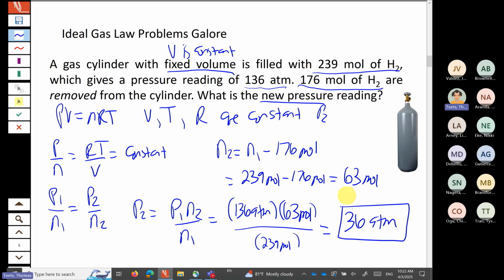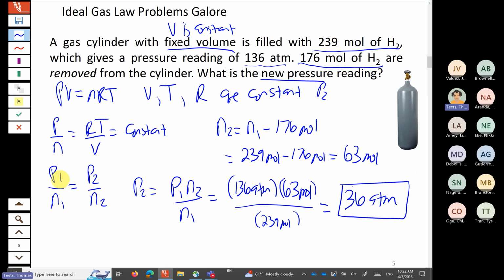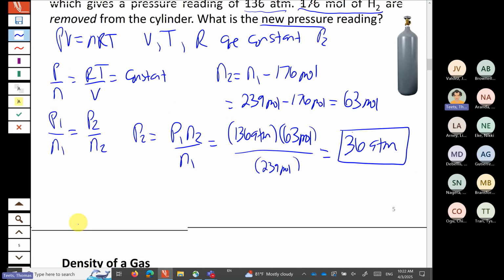All right, so we've removed about 3/4 of the gas and we lost about 3/4 of the pressure as a result. All right, any questions on that? So again, any relationship between 2 or 3 of these values here can come about from just starting with PV equals nRT. So you'll see a lot more problems like this on the homework.